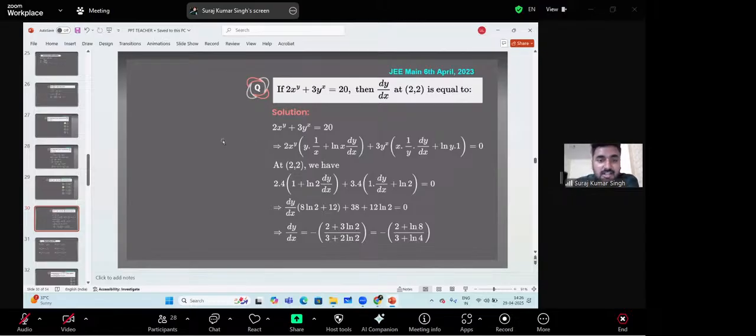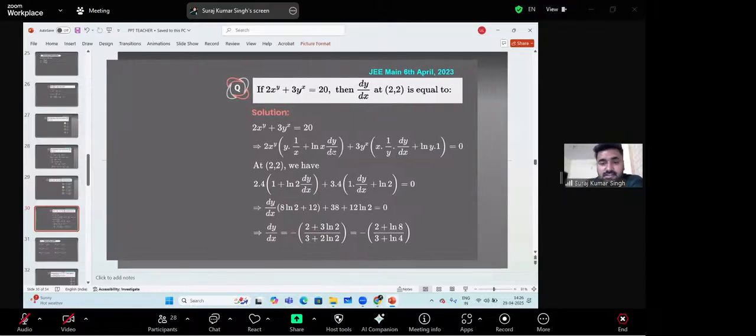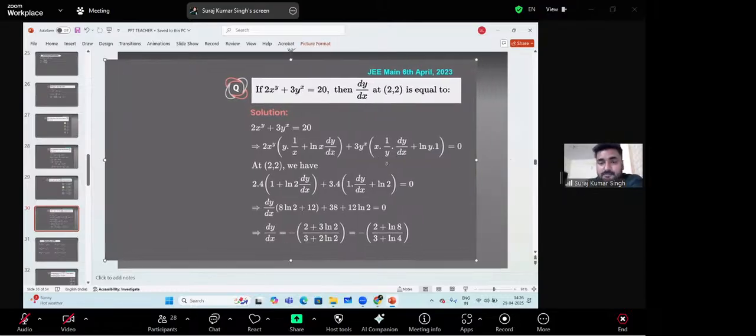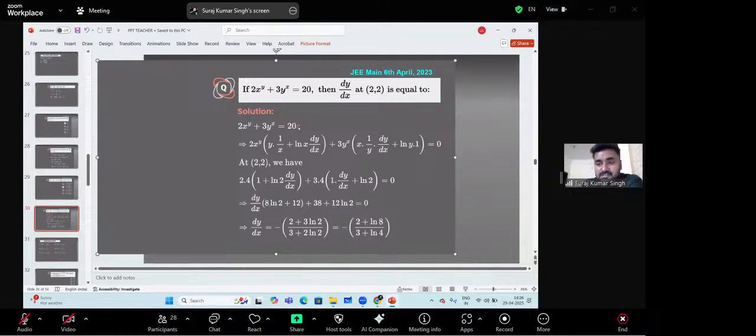Understand? And you will cross multiply by the value of u. We will keep x to the power y. So the derivative of x to the power y will come like this, and similarly we will find the derivative of y to the power x over here. And the derivative of 20 is 0.